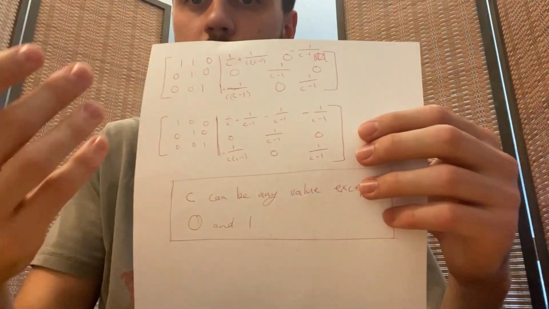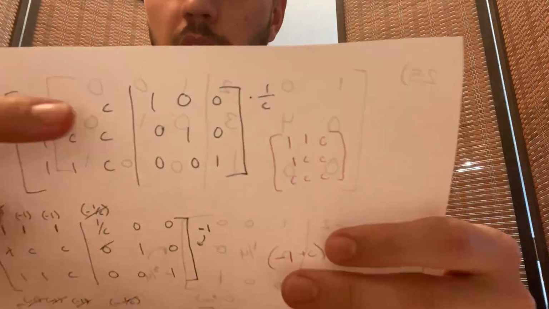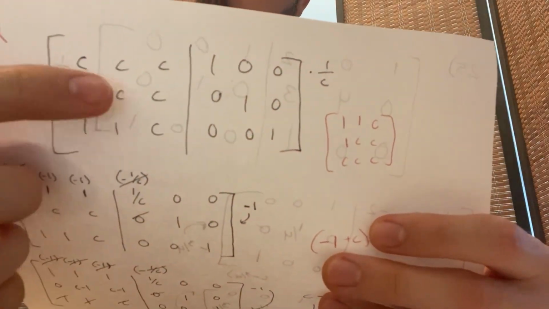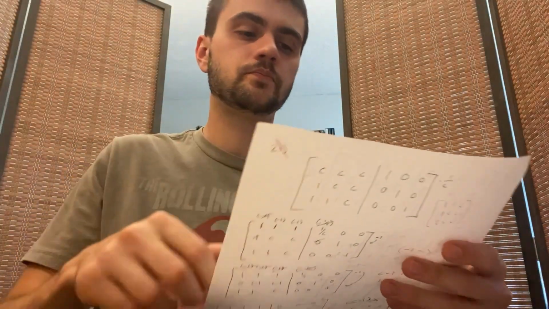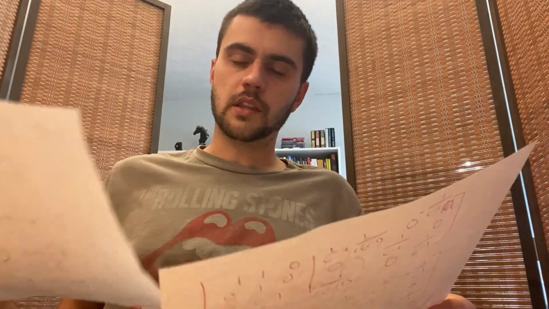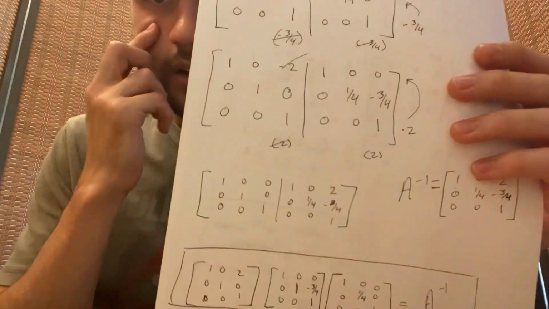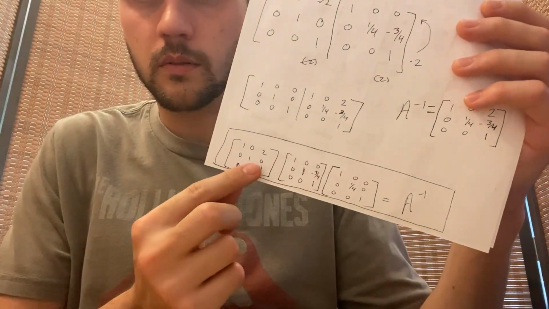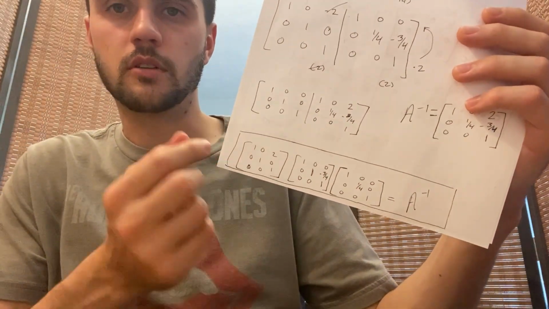Other than that, the original matrix is invertible for every value except for 0 and 1. And then the 25 we got right. So it was right that we did the elementary row operations backwards.